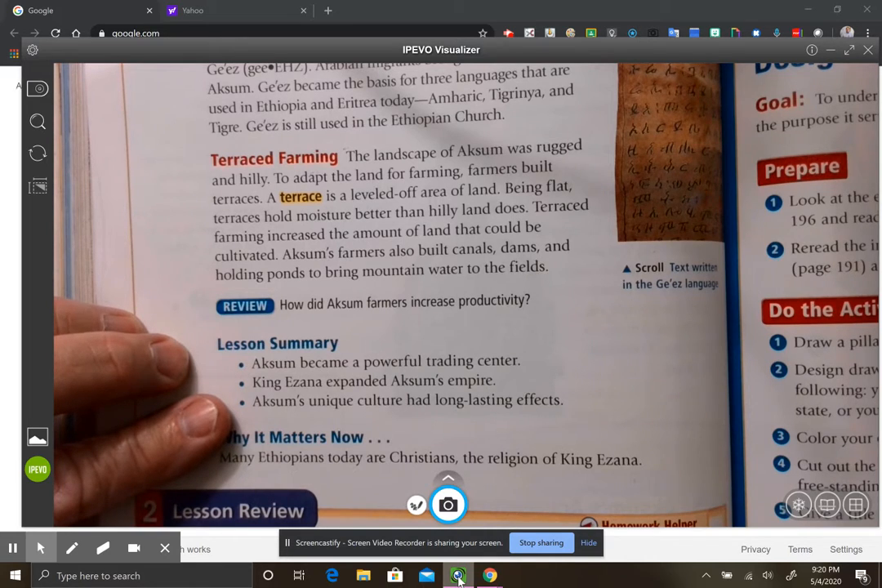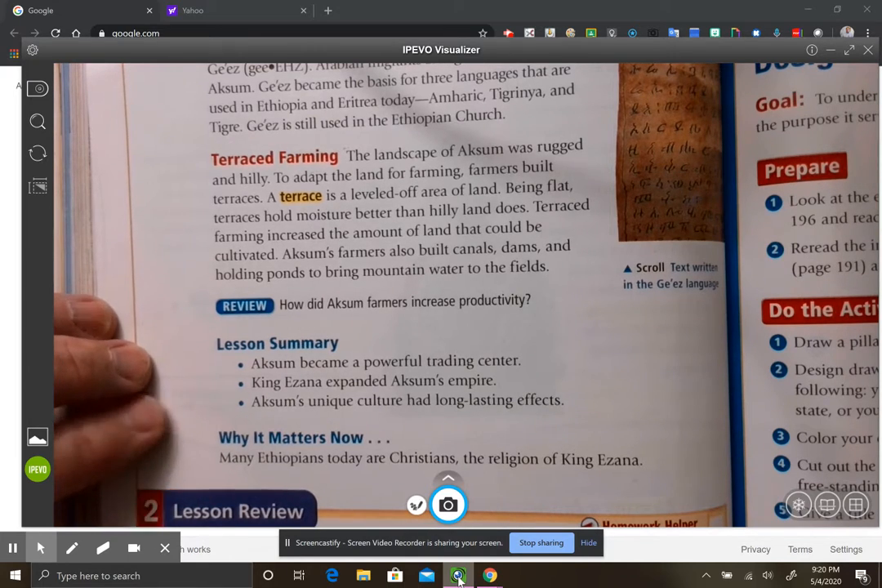And then this idea of terraced farming. So if you're going to live in a mountainous area, if you can cut part of the mountains flat, one, they'll hold water better, and two, you'll be able to walk on it and farm more easily. People aren't going to fall off and roll down the mountain to their death or something crazy like that.